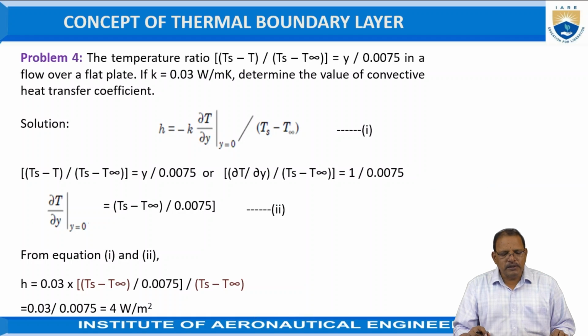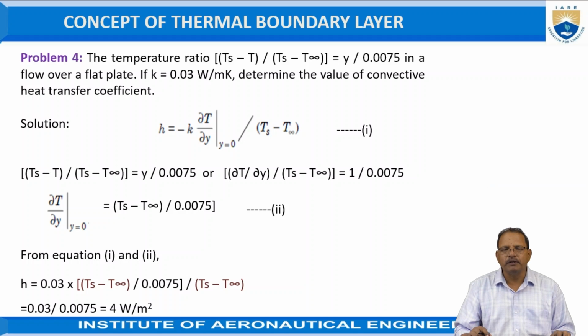Fourth problem: the temperature ratio, that is (Ts minus T) divided by (Ts minus T alpha), is called the temperature ratio. It is equal to y divided by 0.0075 in a flow over the plate. If K is equal to 0.03 watts per meter per degree Kelvin, determine the value of the convective heat transfer coefficient.